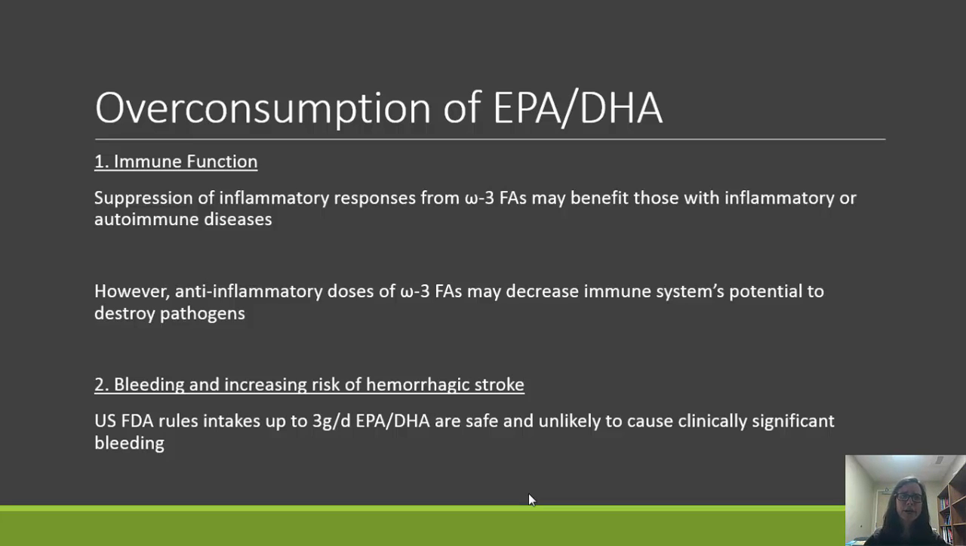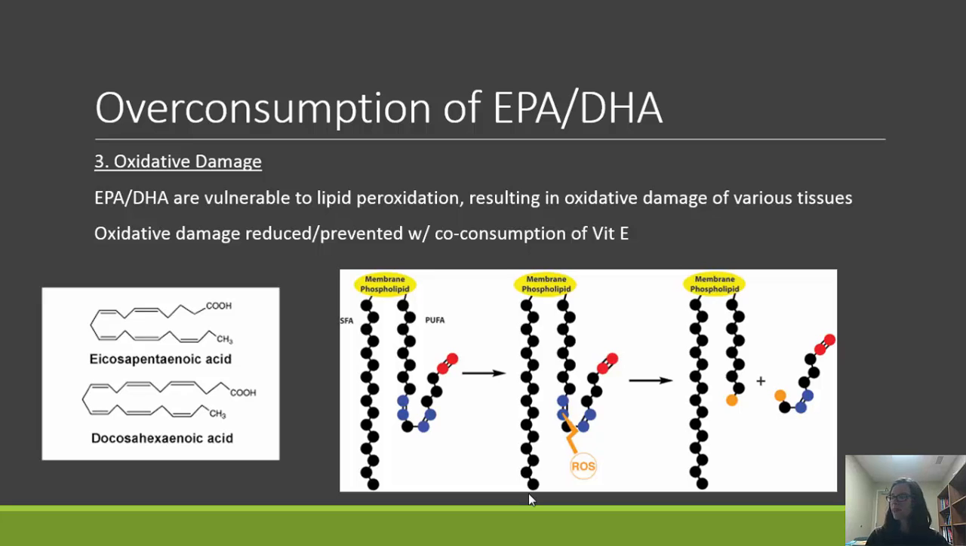Now, overconsumption of EPA and DHA is also associated with increased bleeding. So a lot of times for directions when people are going to have surgery, they'll say, okay, ahead of time, stop taking your omega-3 supplement because this is just going to increase your risk of bleeding. But the United States FDA said that intakes of up to 3 grams a day are considered to be safe and unlikely to cause clinically significant bleeding.